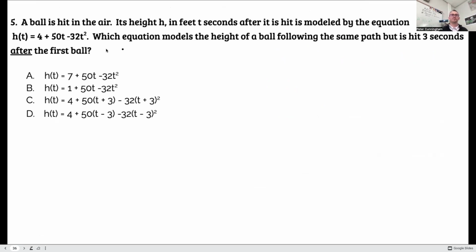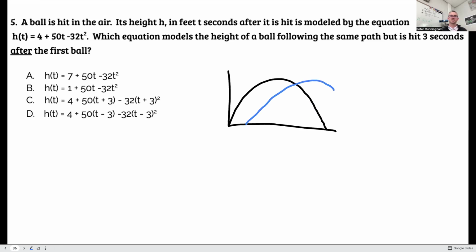Okay, ball hit in the air. The height after is modeled by the equation right down here. If we went on the same path, but it was hit 3 seconds after. So think about if we were measuring when a ball was hit, and it's hit the very first time just like this. Then someone sees that and is like, oh, cool, I want to hit a ball too. But that person was 3 seconds too late. So they're going to move to the right three. They're still going to have the same peak. It's still going to go just as high. Everything's happening 3 seconds later.